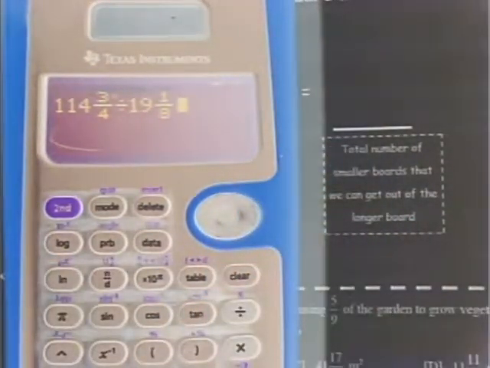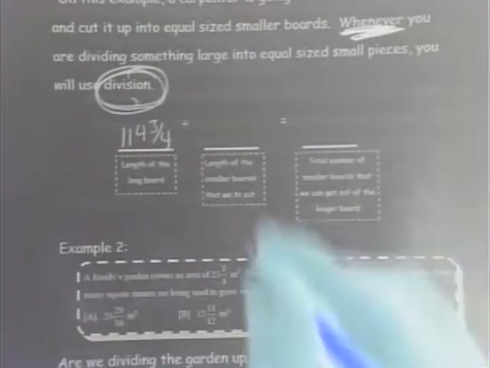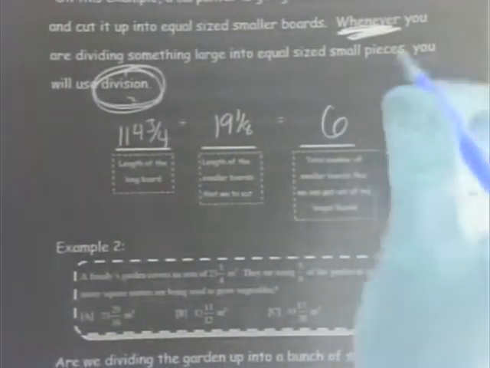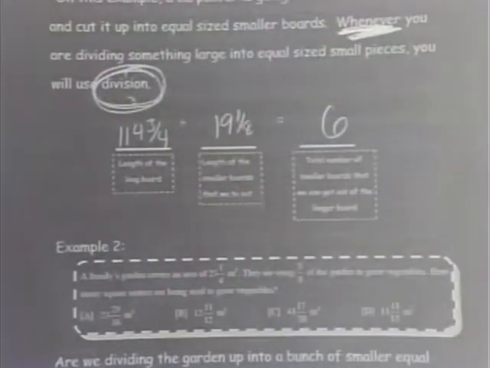Sometimes it'll come out equal and sometimes it won't. But in this case, when you hit enter, it'll tell you that you get exactly 6. And so the answer is exactly 6. So 19 1/8 gives you exactly 6 pieces. Now let's look at the next example.